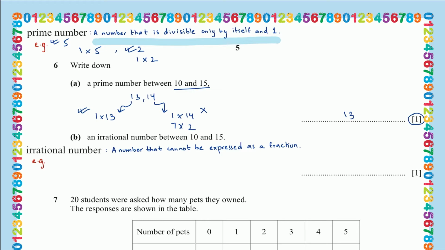Part B says an irrational number between 10 and 15. Now again, let's first discuss what an irrational number is. An irrational number is one that cannot be expressed as a fraction.